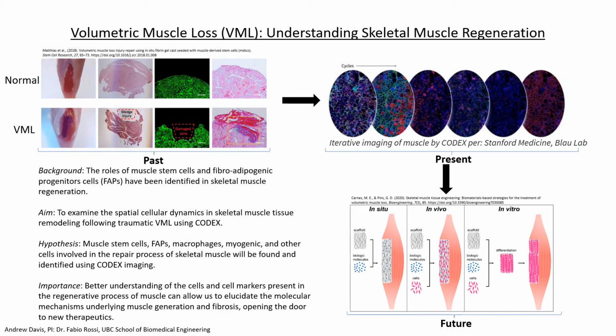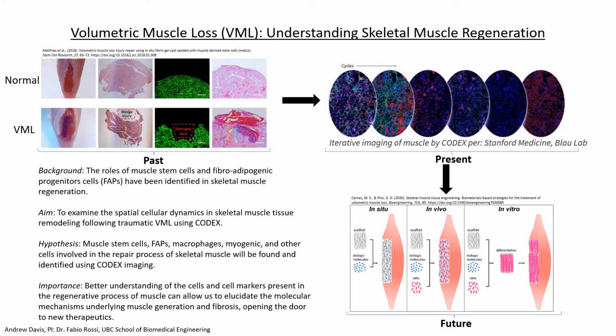The purpose of my research is to better understand the spatial cellular dynamics in skeletal muscle following volumetric muscle loss. In order to do this, I am using multiplexed imaging technology called co-detection by indexing, aka CODEX. We can see an example of numerous CODEX images on the right. CODEX allows us to visualize up to 60 proteins on single sections of skeletal muscle using antibodies labeled with unique DNA barcodes that are imaged 3 at a time in an iterative process.